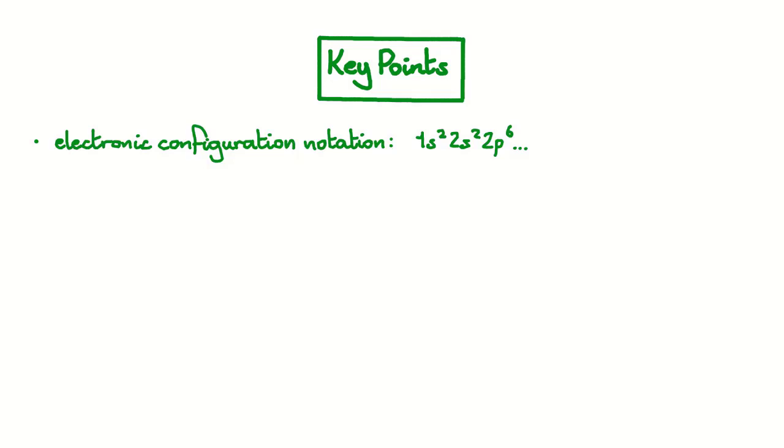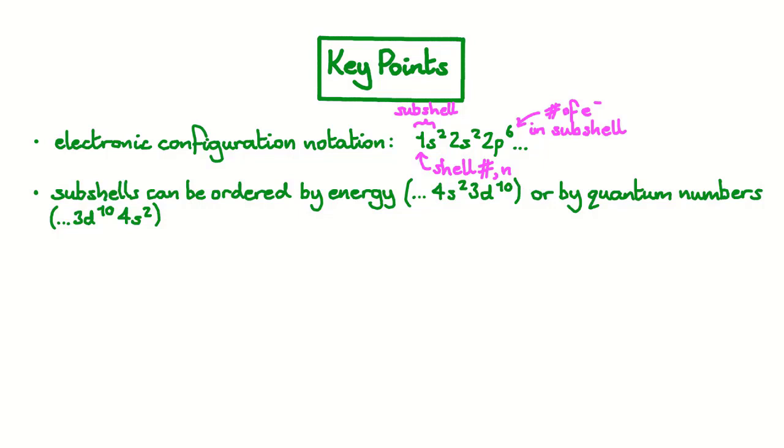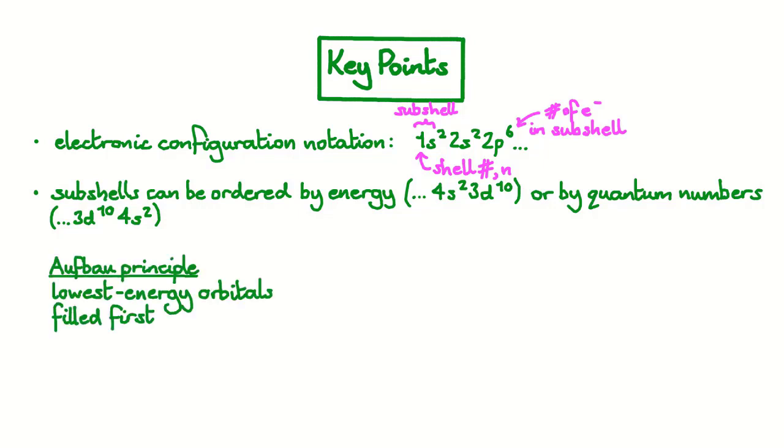Electronic configuration notation is an effective way of condensing the information about the state of electrons in an atom or ion. The notation is a sequence of subshell symbols with superscripts to indicate the number of electrons in that subshell. The subshells can be ordered by energy or by quantum number. Whatever way the subshell notation is arranged, the subshells are filled in order of lowest energy first. We can make an estimate of which subshell has the lowest energy by arranging them in an Aufbau diagram, where subshells are ordered by n and l.